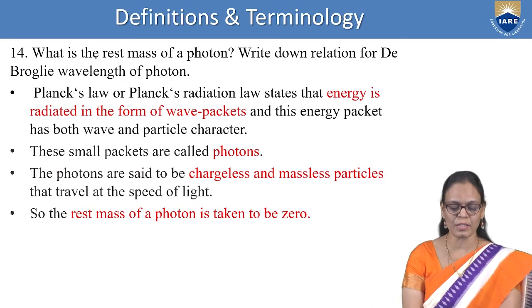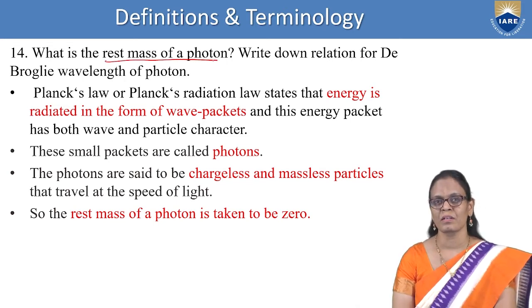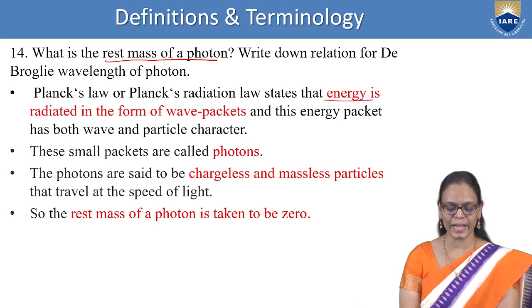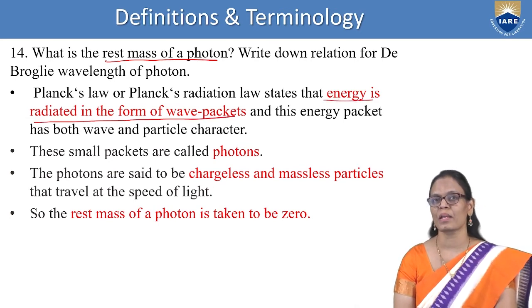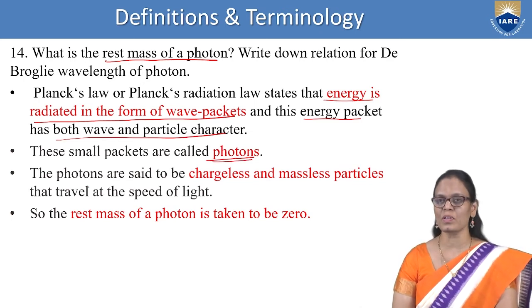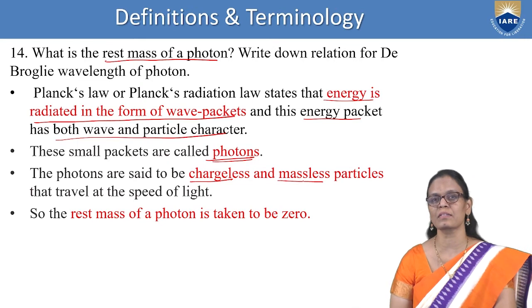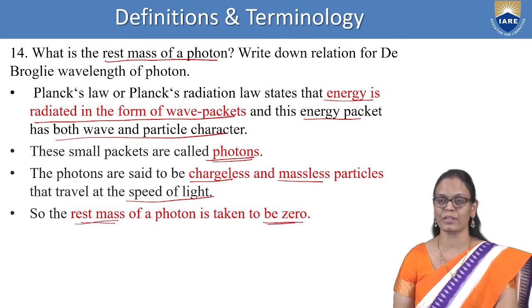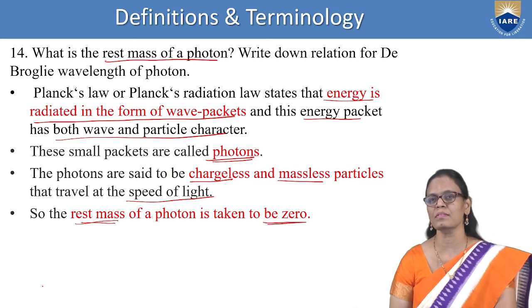Now the next one, what is the rest mass of a photon? When we are talking about wavelength, we have talked about Planck's law. What Planck's law says is that energy is radiated in the form of wave packets, and this energy has both wave and particle nature. And these packets we are calling photons. These photons are chargeless and massless particles that travel with the speed of light. So when it is at rest, the rest mass of the photon is taken to be 0. When it is at rest, its mass is 0. So they are massless particles.